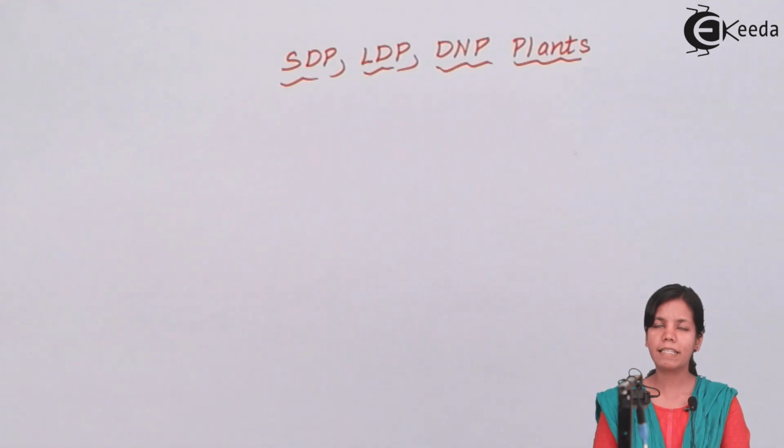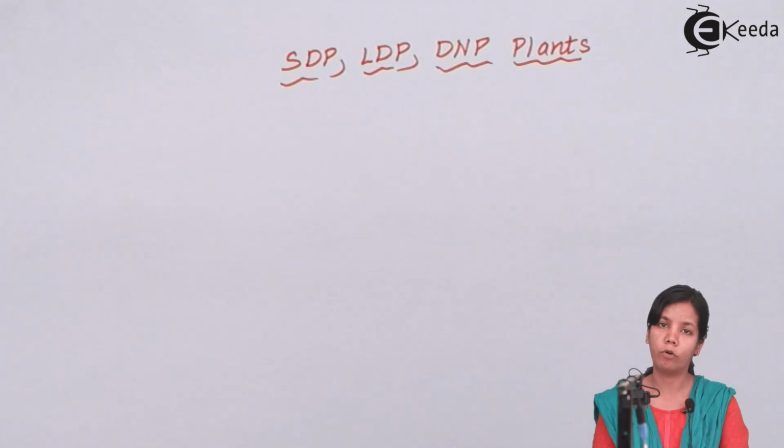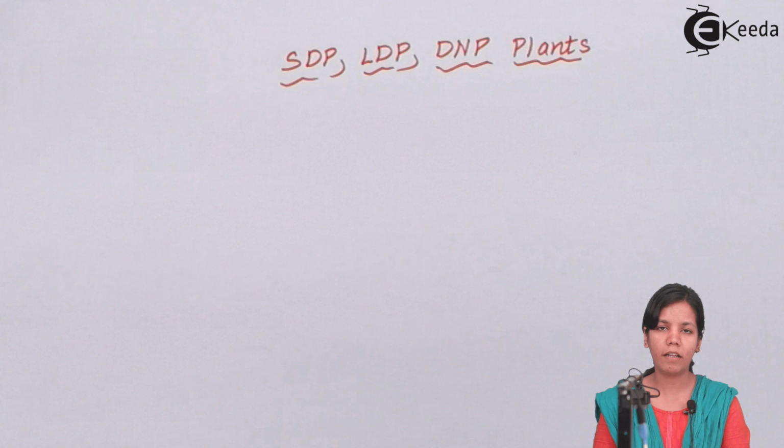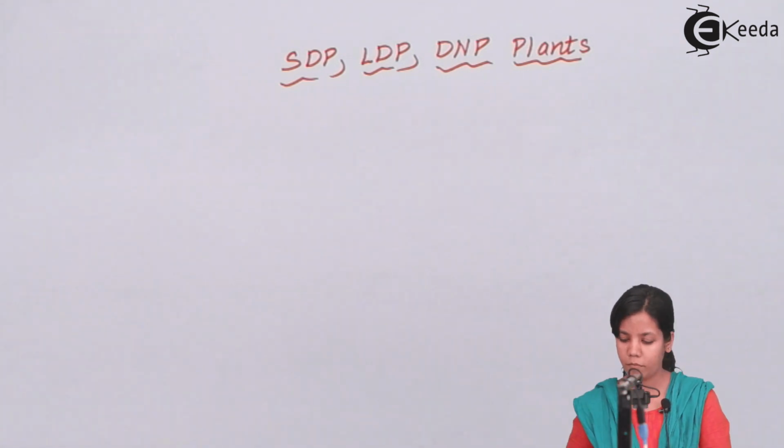Now there are certain plants like coffee or rose plants. These are grown throughout the season, throughout the year. These plants are called DNP, day neutral plants, and they produce flowers regardless of the photoperiod. They are not dependent on the sun. If the photoperiod is less or if the photoperiod is more, these plants produce flowers. They blossom throughout the year irrespective of the photoperiod.